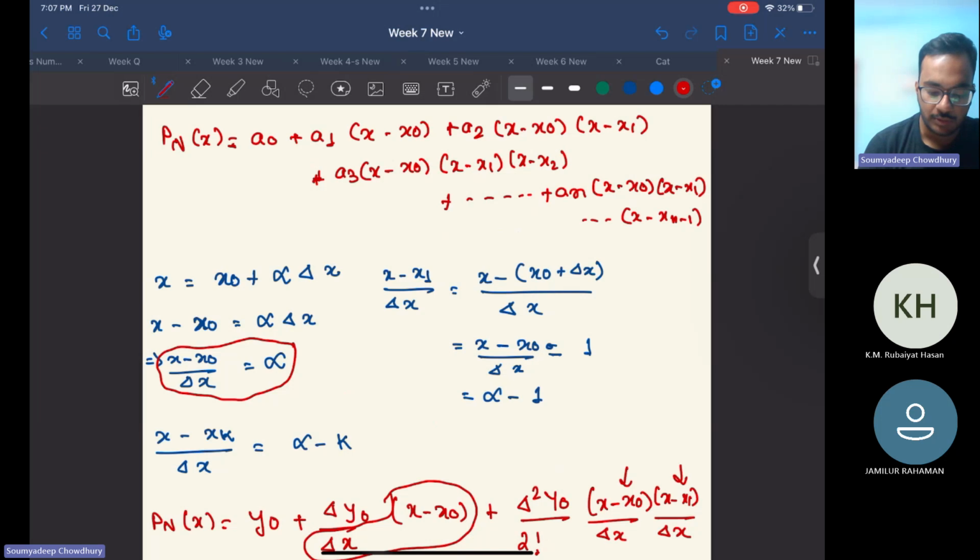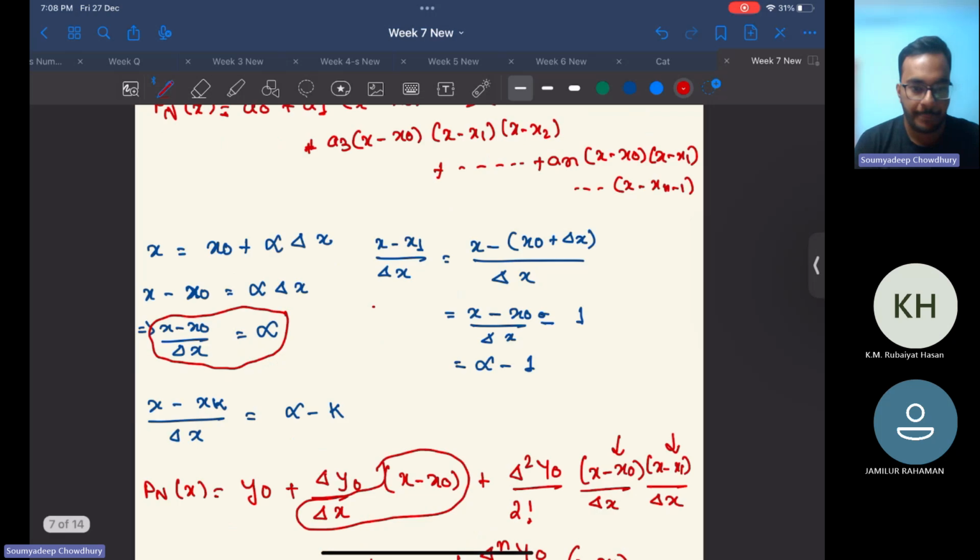Similarly, if we try to represent x minus x1 by delta x in terms of alpha, we just substitute x1. What is x1? x1 is x naught, the previous value, plus the discretization, delta x. So (x minus (x naught plus del x)) by del x, if we simplify this, we'll get alpha minus 1. Similarly, if we generalize this, x minus xk by delta x will be equal to alpha minus k.